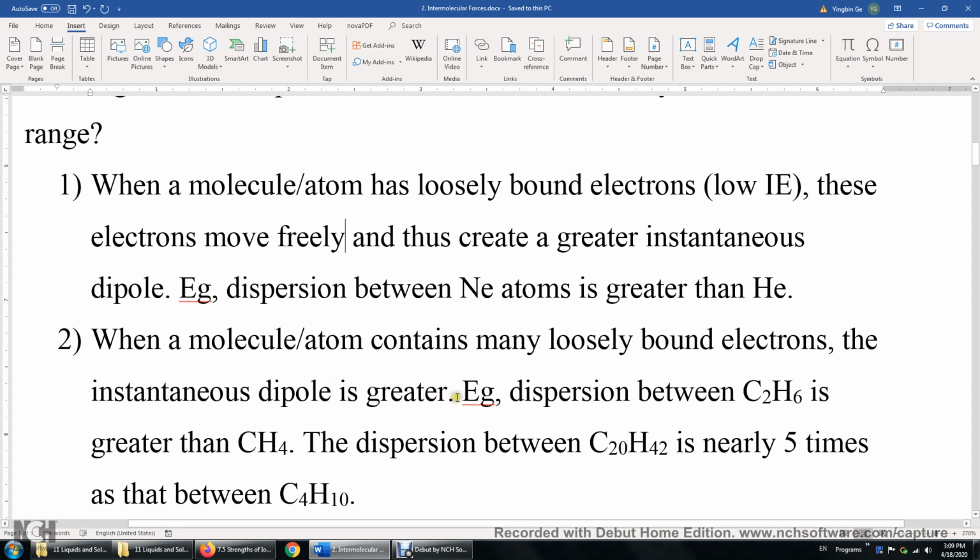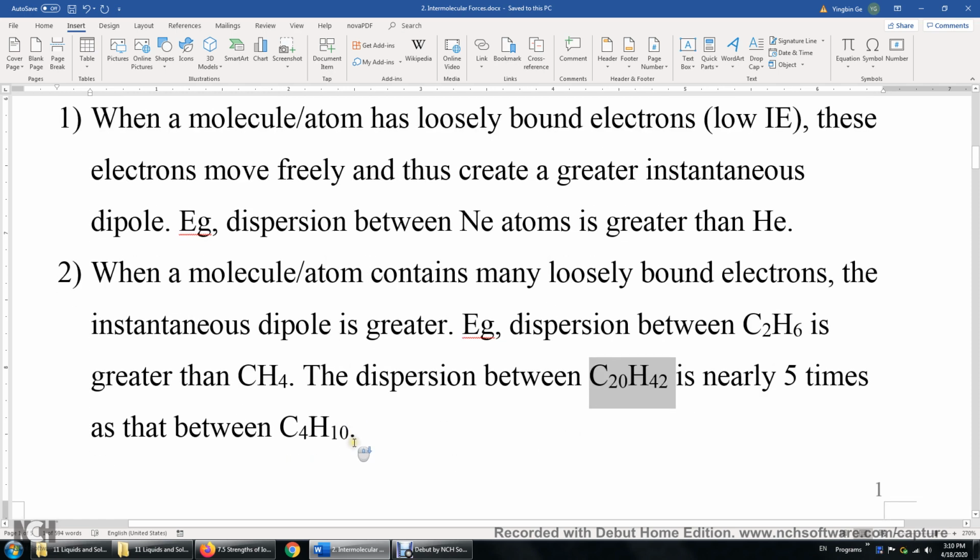Similarly, the dispersion between C20H42, which is also an alkane molecule with more carbon and hydrogen atoms, assuming it's a long chain molecule with 20 carbon atoms bonded to each other, is nearly 5 times that between C4H10. Why? Again, we have many more loosely bound electrons in this molecule than this smaller molecule.